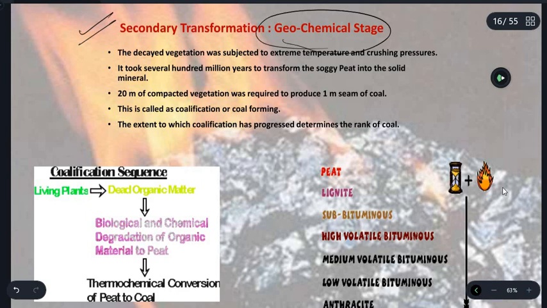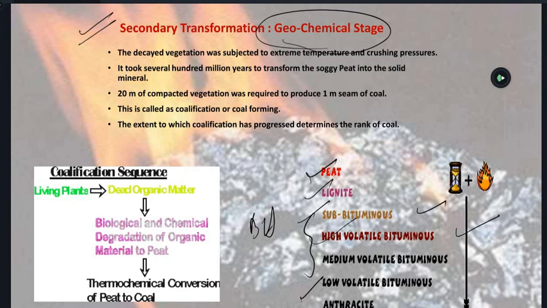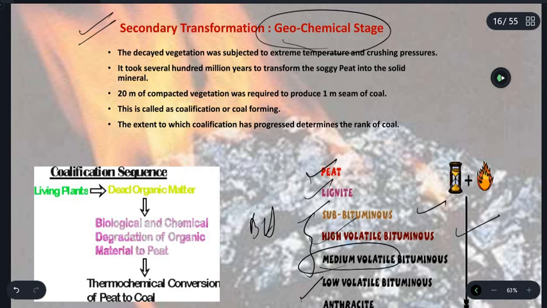Okay, the geochemical stage. Through the geochemical stage, the vegetation cover will gradually convert into anthracite, right? From peat, lignite, subbituminous, high volatile bituminous. This is the variety of bituminous. High volatile bituminous means you will get high volatile content. Medium volatile means you will get some amount of volatile, but low volatile means there will be an absence of volatile. Anthracite has no volatile. You will get only carbon-rich coal.